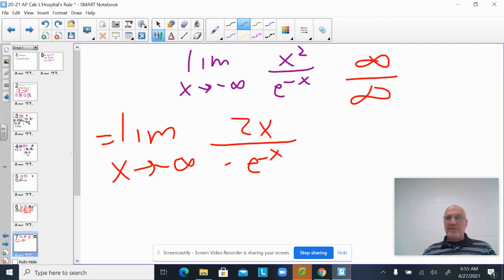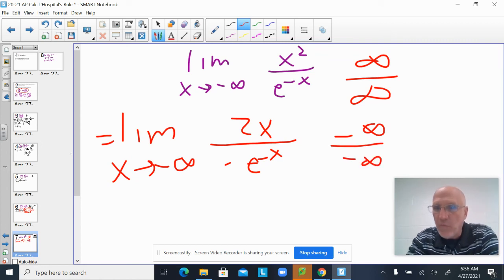Well, if I were to attempt direct substitution again, my numerator now is getting more and more negative, 2x as x approaches negative infinity. And my denominator, negative e to the negative x, well, e to the negative x is getting bigger and bigger as x approaches negative infinity, but it's the opposite of that. So both of those turned out to be negative infinity over negative infinity. And that still qualifies us for L'Hopital. So I think I need to take the derivative again.